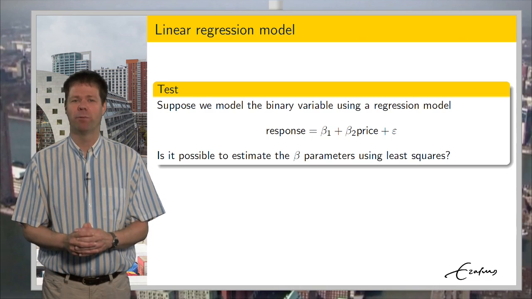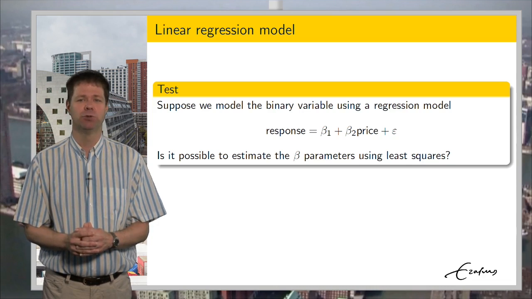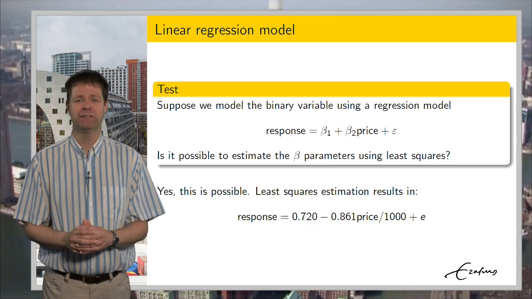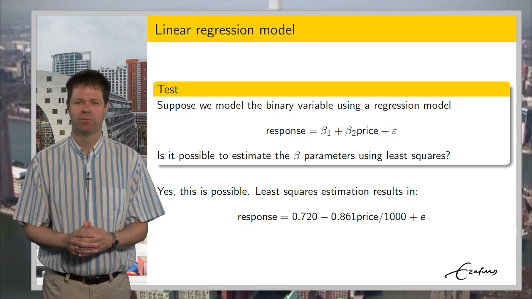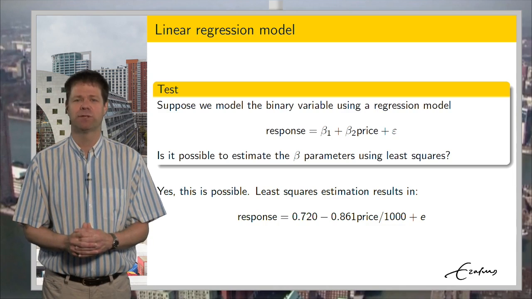I now want you to think about the following. Suppose that you use a linear regression model to describe the binary dependent variable response. That is, response is equal to beta1 plus beta2 times price plus an error. Is it possible to estimate the beta parameters using least squares? The answer is that it is indeed possible. Although the dependent variable can only take two values, we can still apply least squares to estimate the model parameters. The resulting least squares estimate for beta2 turns out to be -0.86 divided by 1000. Hence, regression provides a negative relation between the willingness to buy and price, as suggested by the data. Although we can directly interpret the sign of the beta2 parameter, the interpretation of the size of this parameter is more difficult.